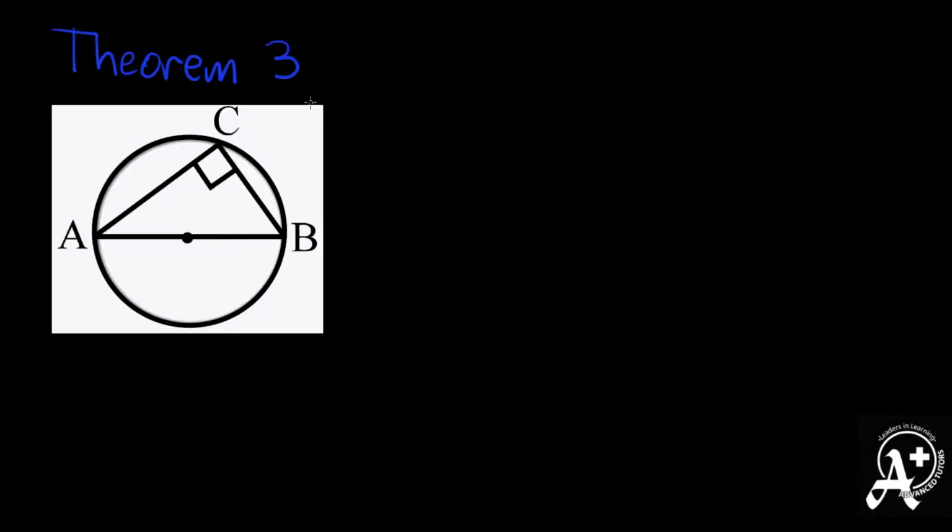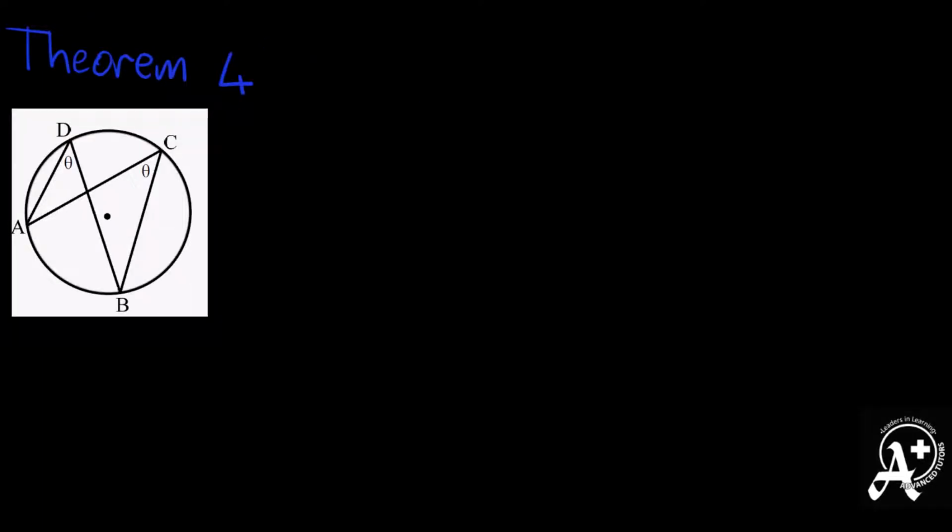Theorem 3 states the angle subtended at the circle by a diameter is a right angle. We say that the angle in a semicircle is 90 degrees. Thus, in the diagram we have here, we could say the angle C is equal to 90 degrees. Now, the converse simply states that if the angle subtended by a chord at a point on the circle is 90 degrees, then the chord is a diameter. Meaning that if we didn't know this chord here, AB, is a diameter, if we knew that this angle C is equal to 90 degrees, that would mean then that this chord is in fact a diameter.